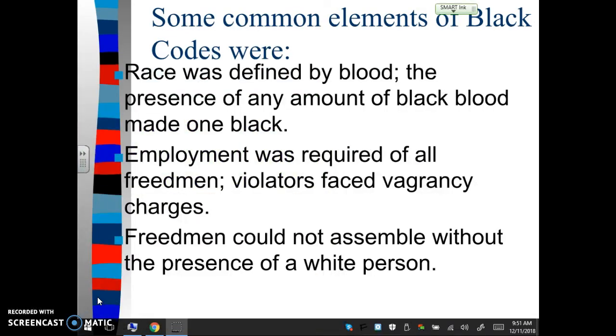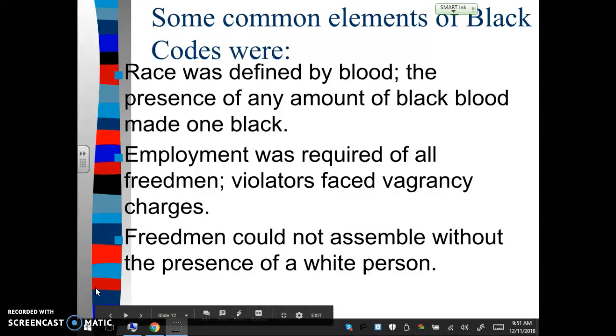So here are some more examples of the Black Codes being pushed forward in southern states. Race was defined by your blood. That meant that any amount of Black blood made one Black. So if you were, let's say, a half, quarter, or eighth African American, you were included in this as well. Employment was required of all freemen.